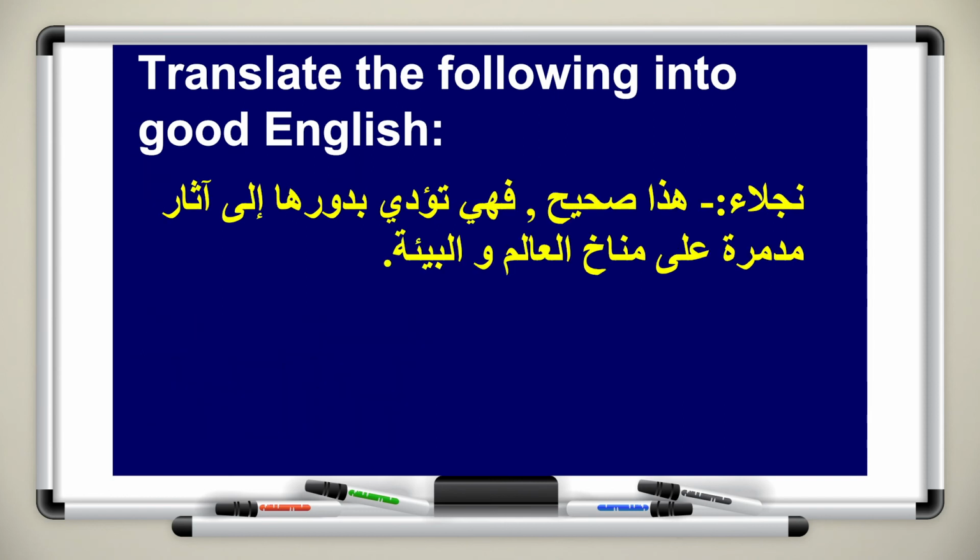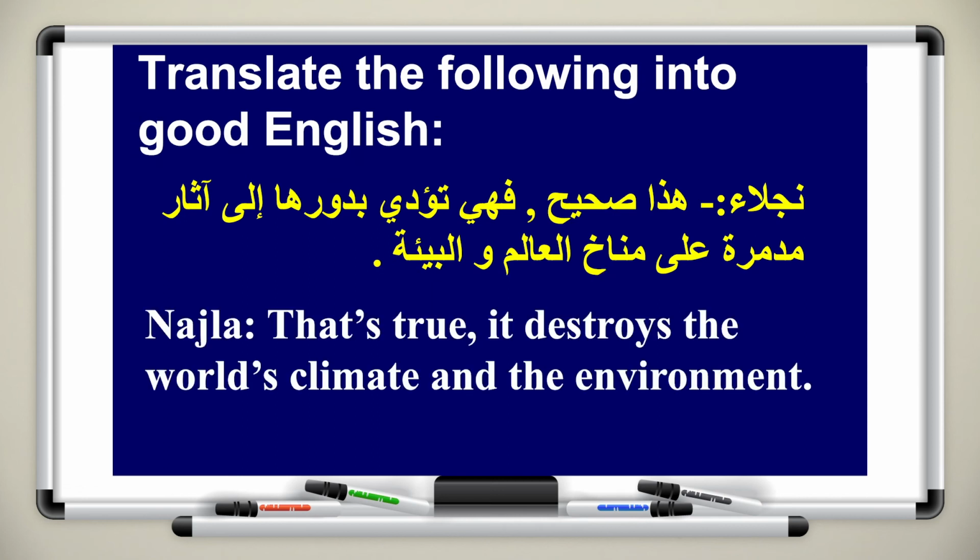Number 2. نجلاء. هذا صحيح، فهي تؤدي بدورها إلى آثار مدمرة على مناخ العالم والبيئة. Now, here, if you understand the sentence, you can write that's true, that's correct, or that's right. It destroys the world's climate. If you know other words other than destroys, it would also be correct. It destroys the world's climate and the environment.